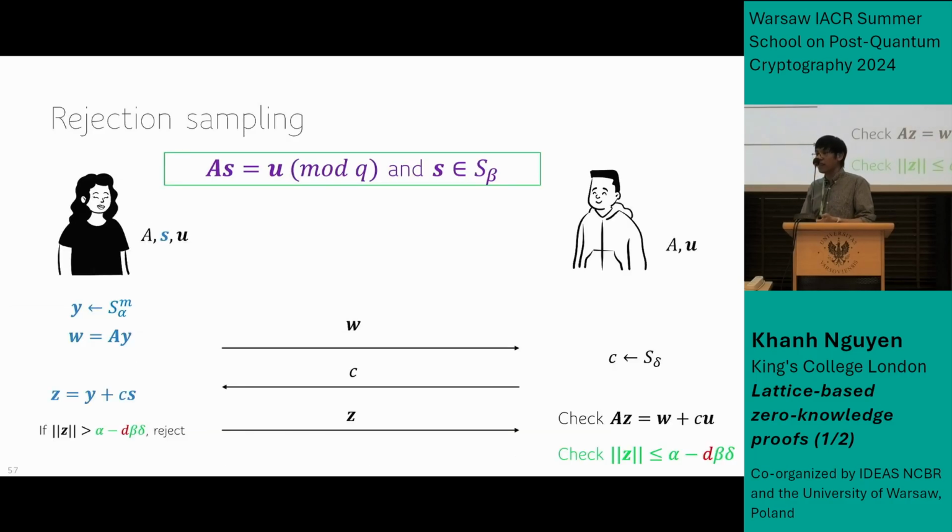Okay. So how do we implement this? We will just have another check at the end. If Z is outside this nice bound, this nice range, then we reject. In particular, we implement this with an if: if the norm of Z is bigger than alpha minus the norm of CS, which is d beta delta, then we reject, or we start the protocol again. And then we update the bounds. So the verifier checks when the norm of Z is at most alpha minus d beta delta.